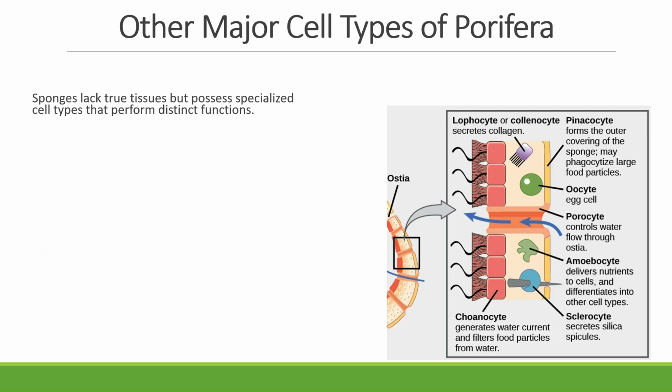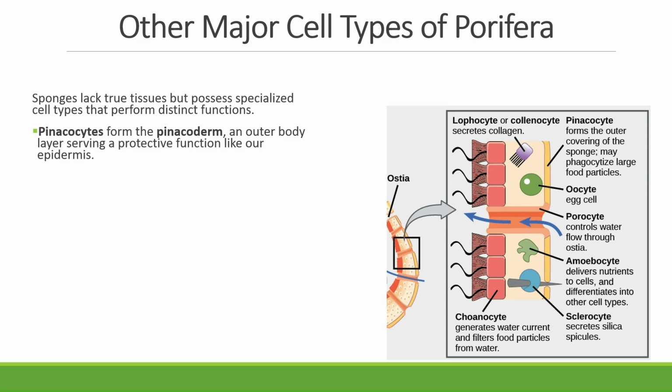Besides the porocytes and the choanocytes, there are a few more specialized cells we want to cover. Pay special attention to the ones that make compounds, because the types and amounts of these compounds allow us to categorize sponges into three sponge classes.